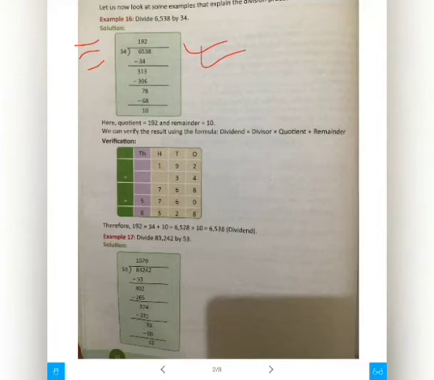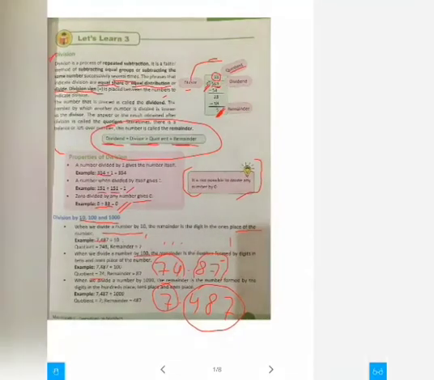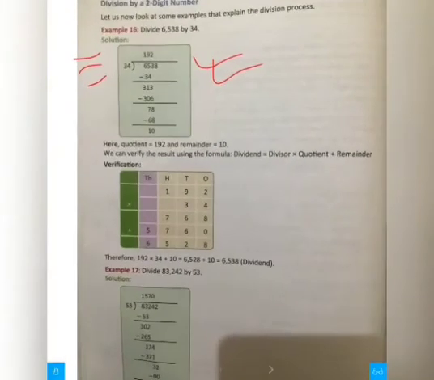To verify it, I have already told you the relation between these four terms, that a dividend is equal to divisor into quotient plus remainder. So similarly for this also, if I am verifying any division, whether I am right or wrong, we need to multiply this divisor by quotient. Then the resultant or the product will be added to this remainder, and it should be equivalent to this dividend.